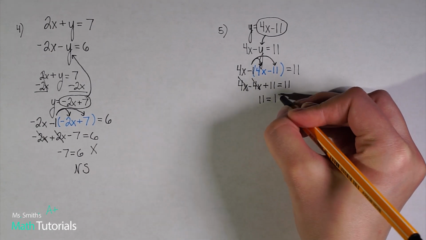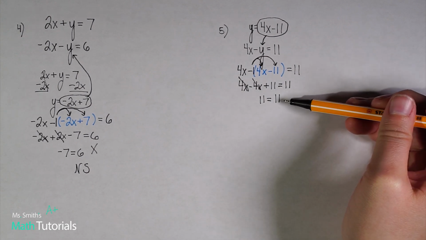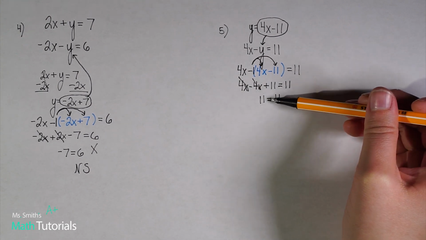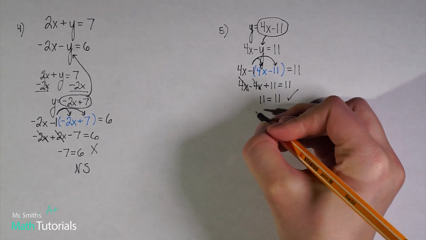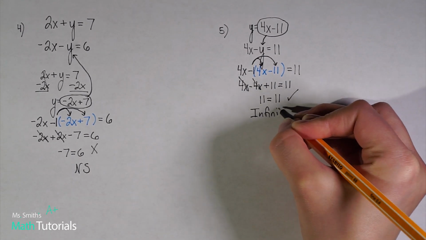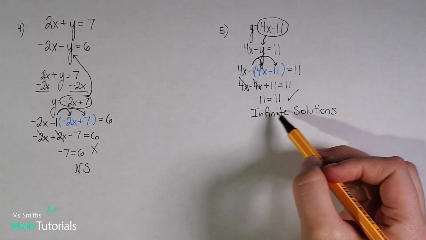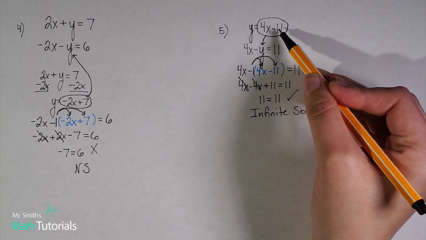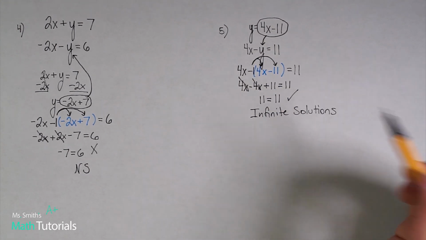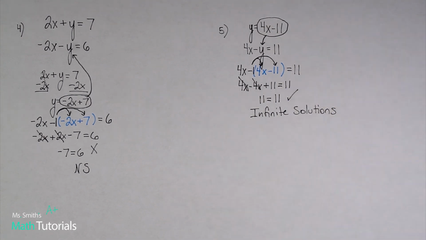11 equals 11. So again, we're in a situation where I say, do we have a true statement? In this case, 11 does equal 11. That is a true statement. So for here, we would have infinite solutions. So that means if we were to graph these two lines, they would be the exact same line. So there would be an infinite number of solutions that would work for both of those equations.